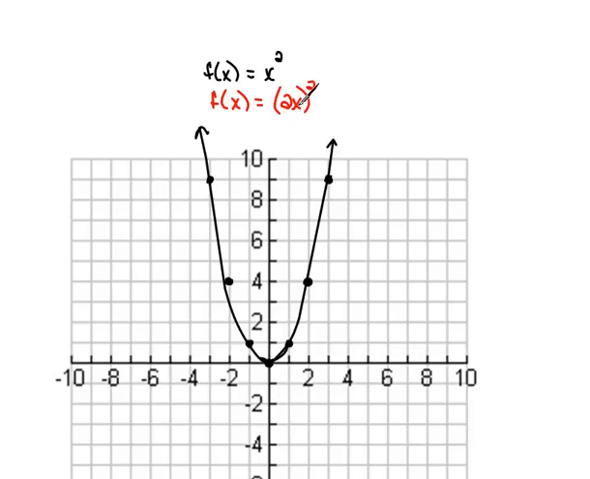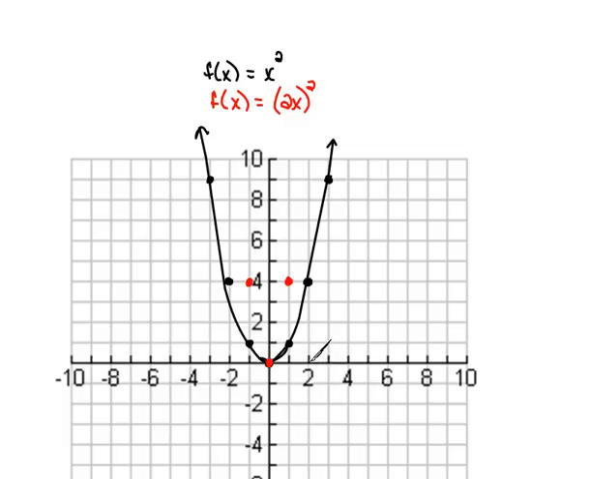If my x value is 0, which is this point right here, 2 times 0 would be 0, squared is still 0. If my x value is 1, then I'd have 2 times 1 is 2, squared is 4. So that would be the point (1, 4). And then, of course, because of symmetry, we would have one on the other side. Because this square function is symmetrical, I can use that.